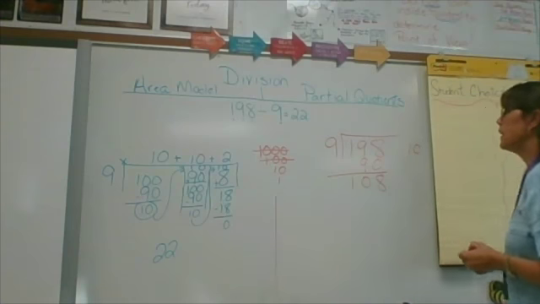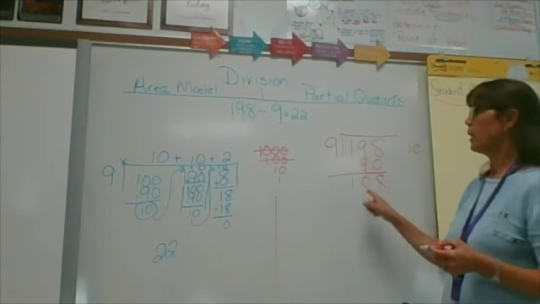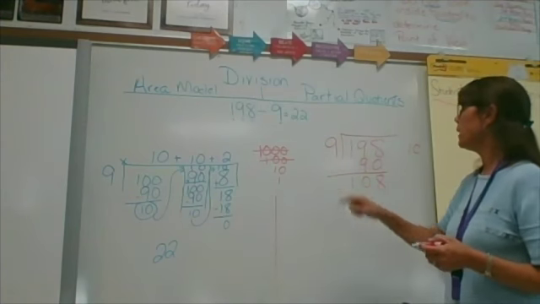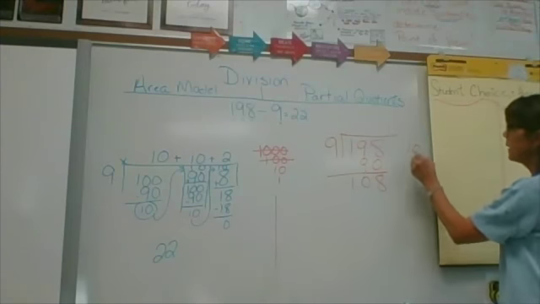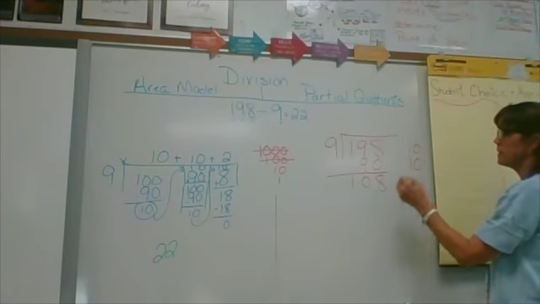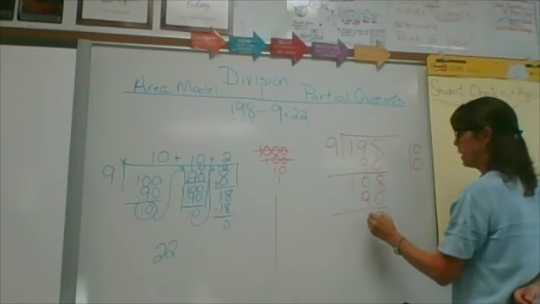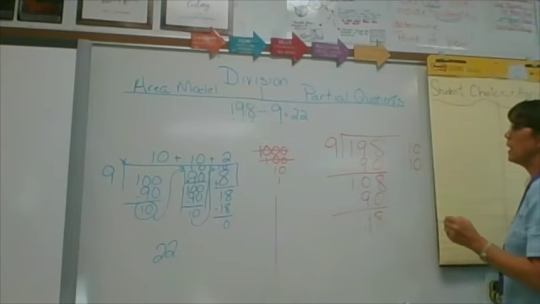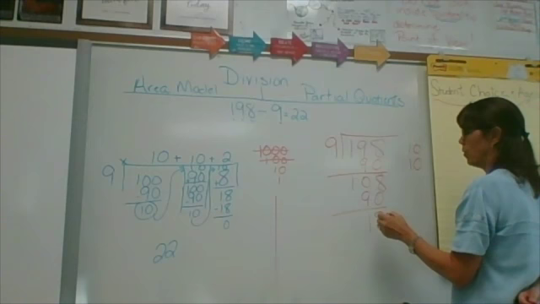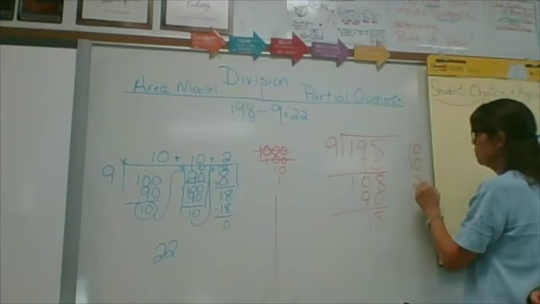And then I'm going to say 9 times what will go into 108. And 9 times 10, again, is 90. So there's my next 10. 9 times 10 is 90. And then I'm going to subtract. And when I do, I will have 18. And then I'm going to say 9 times what will go into 18, and that is 2.